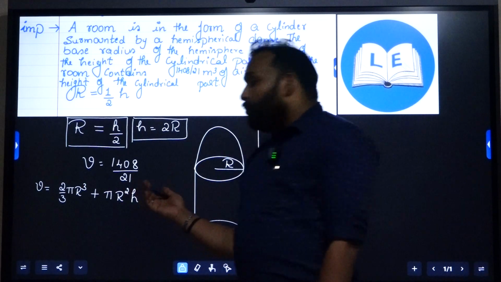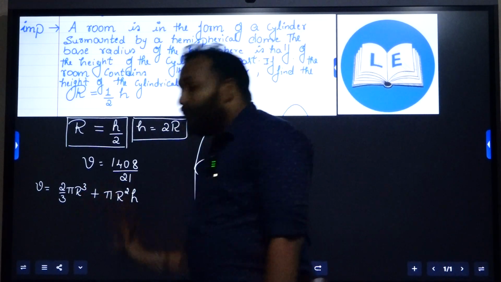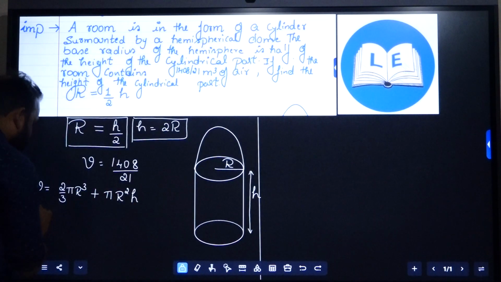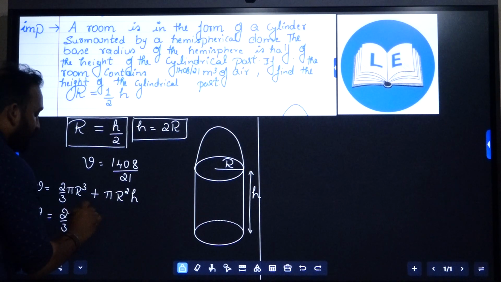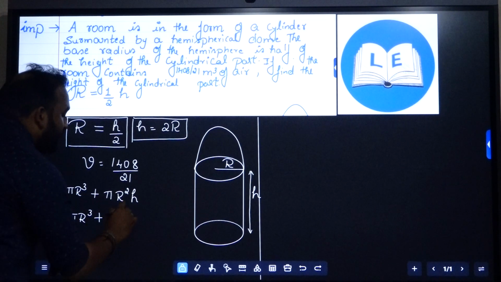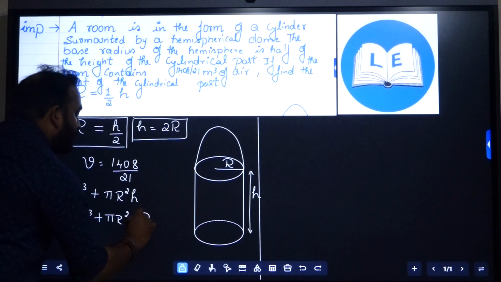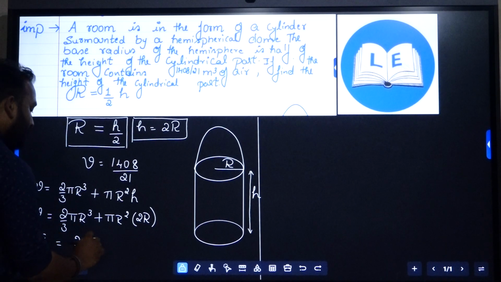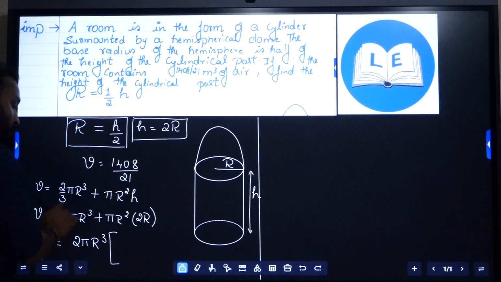Now here if you notice, we don't have the value of r and h, but we have a relation between h and r. So here in the place of h, I will substitute pi r square into 2r because it's given in the question. So now I can write the value 1408 divided by 21 is equal to, see children, 2r into r square is 2r cube, pi is there, you can take 2 pi r cube common. 2 pi r cube if you take common, what is remaining here? 1 by 3 and 1.